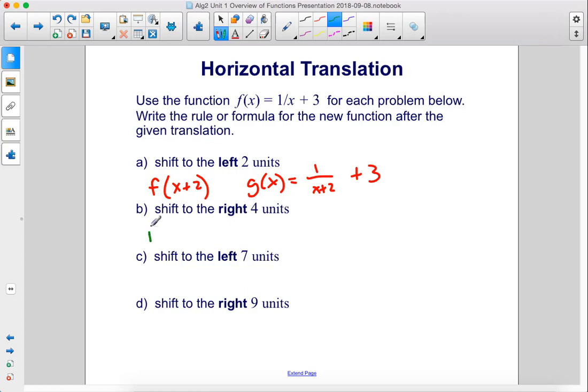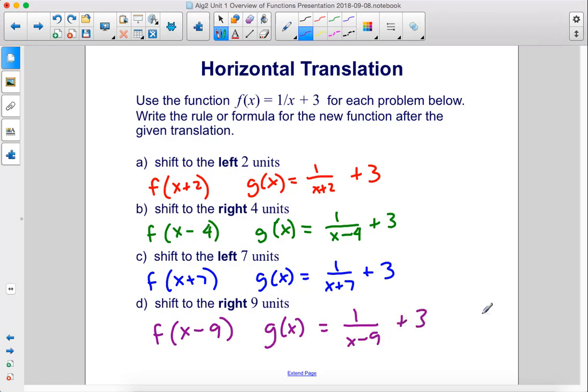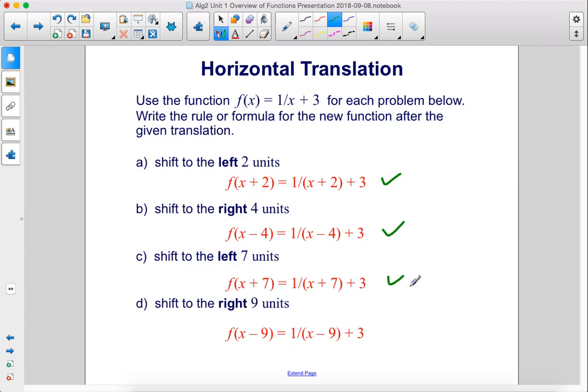Shift to the right 4 units. That will be f of x minus 4. So g of x is going to equal 1 over x minus 4 plus 3. Shift to the left 7 units. F of x plus 7. G of x equals 1 over x plus 7 plus 3. Finally, we have shift to the right 9 units, or f of x minus 9, giving us g of x equals 1 over x minus 9 plus 3. And there we go.